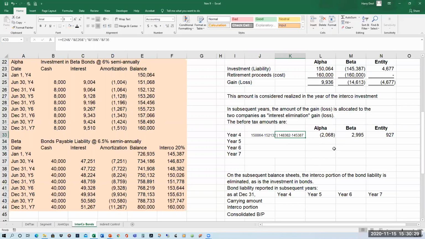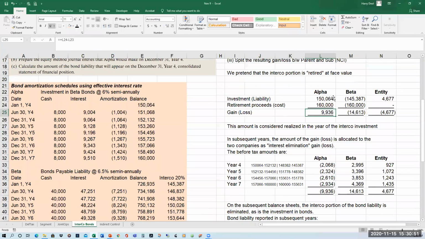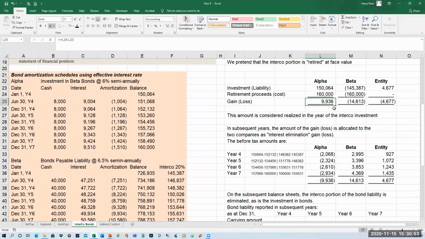So this process is continued every year until the end of year seven. And you'll find that over the 4 years, the total amount of the interest elimination loss for alpha is $9,936, which notice corresponds nicely to the gain that we recorded on the account of the intercompany investment.